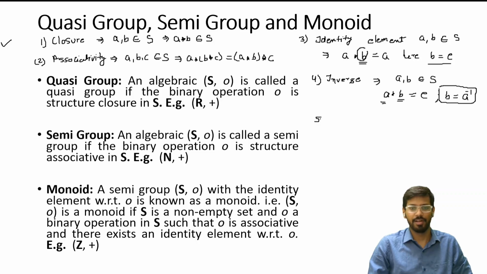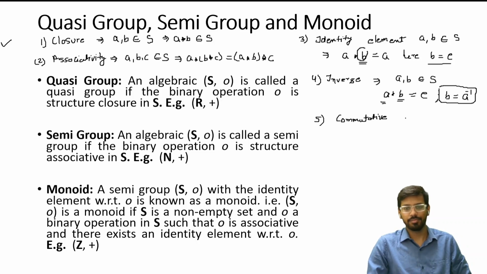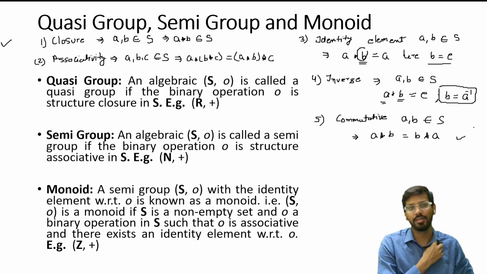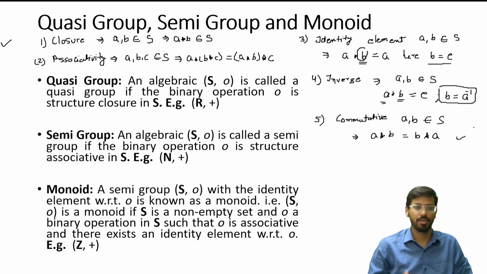Now fifth, we will define the fifth property also, commutative. Commutative means if A, B belong to some set S, then A binary operation B should be equal to B binary operation A. So we will call it commutative. Okay, so these properties we will use to classify a set into quasi group, semi group, monoid, and group, then abelian group.